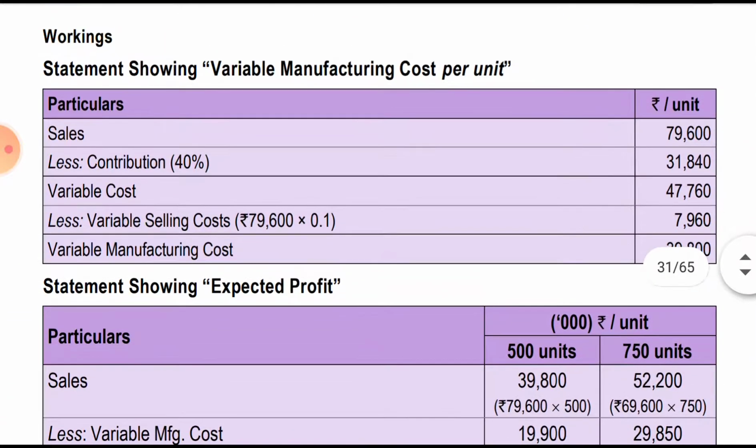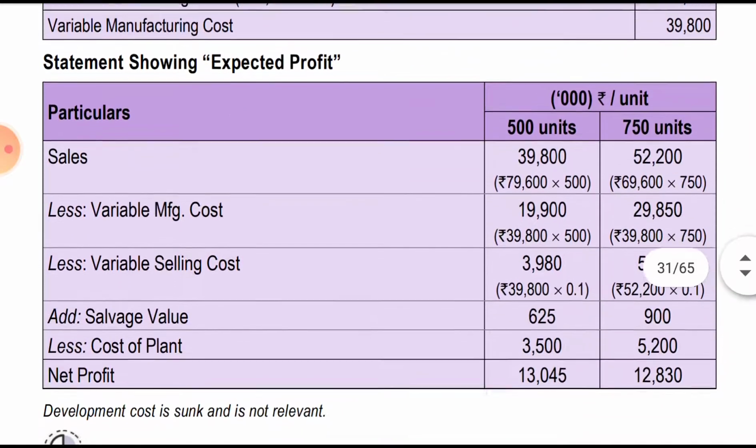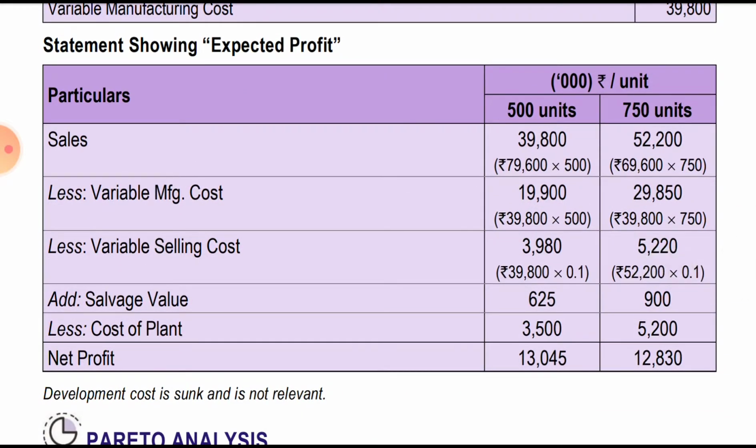In this working note, first 79,600 minus 40%, minus 10% of the variable selling cost, we will get 39,800. That we will use for variable manufacturing cost. Variable selling cost is simply 10%, and they had added salvage and deducted the cost of the plant, as I said. So we'll arrive at a net profit of 13,045, and in 750 there will be a profit of 12 this much.